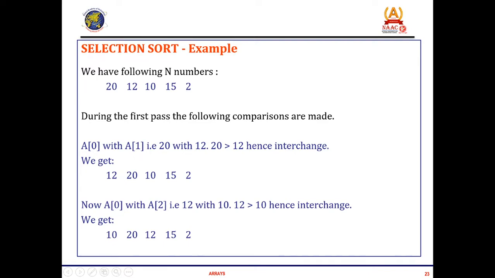So we now compare this 12 with 10, that is, we compare A of 0 with A of 2. We find that 12 is greater than 10, so we interchange 10 and 12. See the beauty, 10 will come to the first place and 12 will go to the third place. So I have 10, 20, 12, 15 and 2.